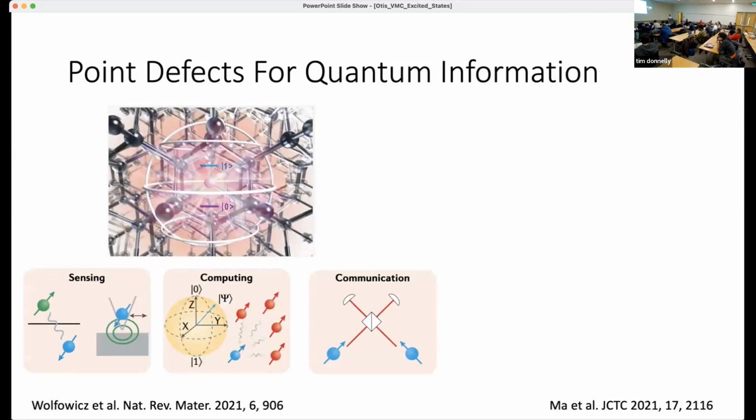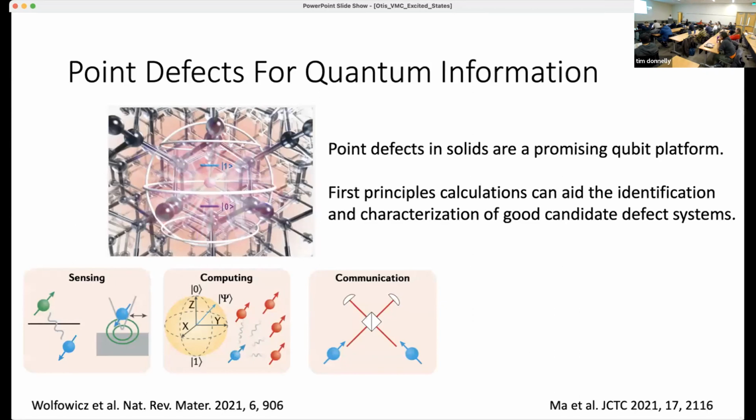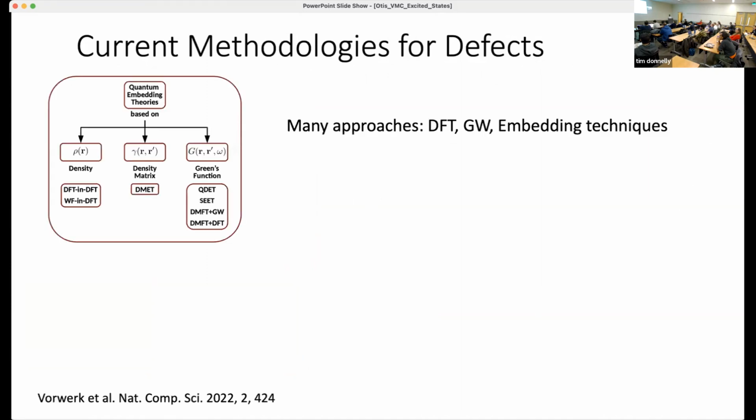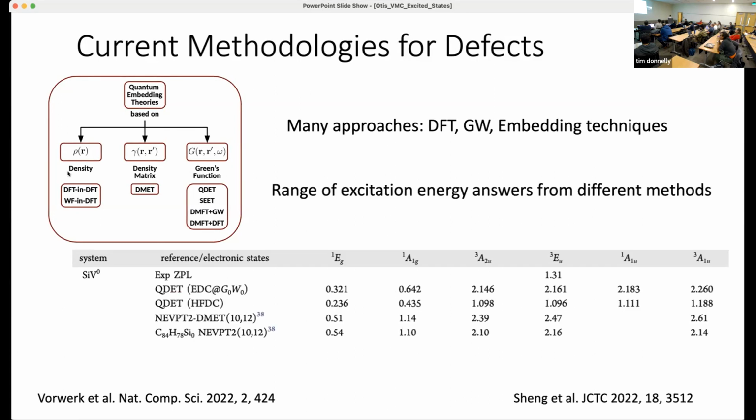To motivate this again a bit more, things like the NV center in diamond or other defect examples I show have a lot of potential for nanoscale sensing applications or quantum computing, but there's still a lot of need for good first principles calculations to identify the best host material and defect combinations you'd want for applications. What's available elsewhere in the community are different approaches based on DFT or GW, and also now, more recently and importantly, different quantum embedding techniques, which have a range of strategies depending on what quantity is at the heart of the embedding methodology.